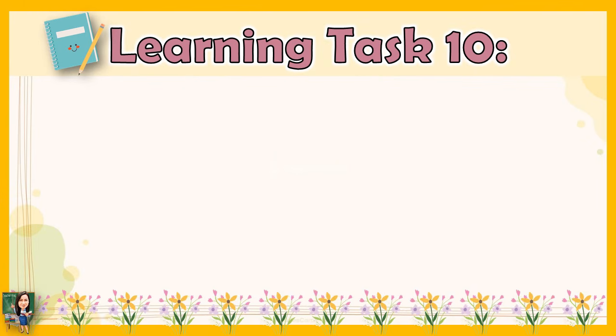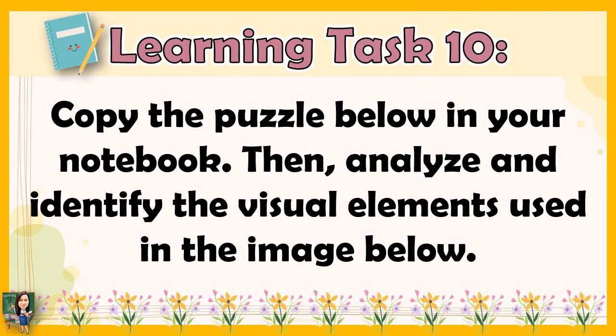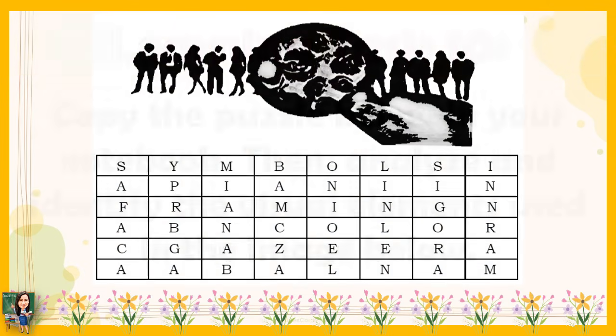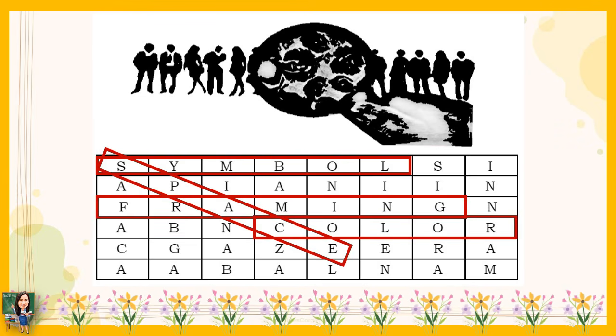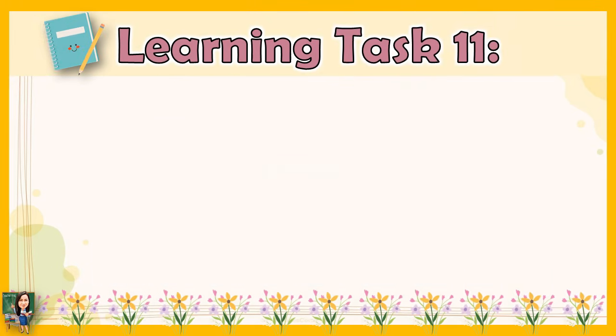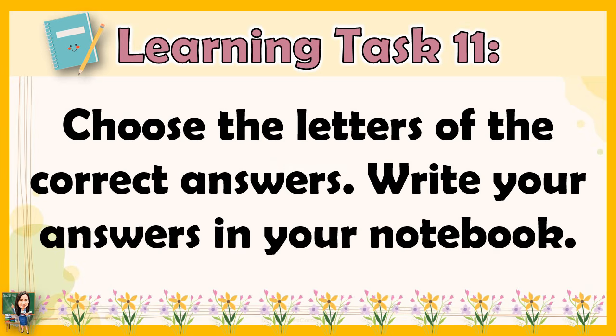Learning Task 10. Copy the puzzle below in your notebook. Then analyze and identify the visual elements used in the image below. The visual elements used in this image are symbol, space, framing, color, and gaze. For Learning Task 11, choose the letters of the correct answers. Write your answers in your notebook.